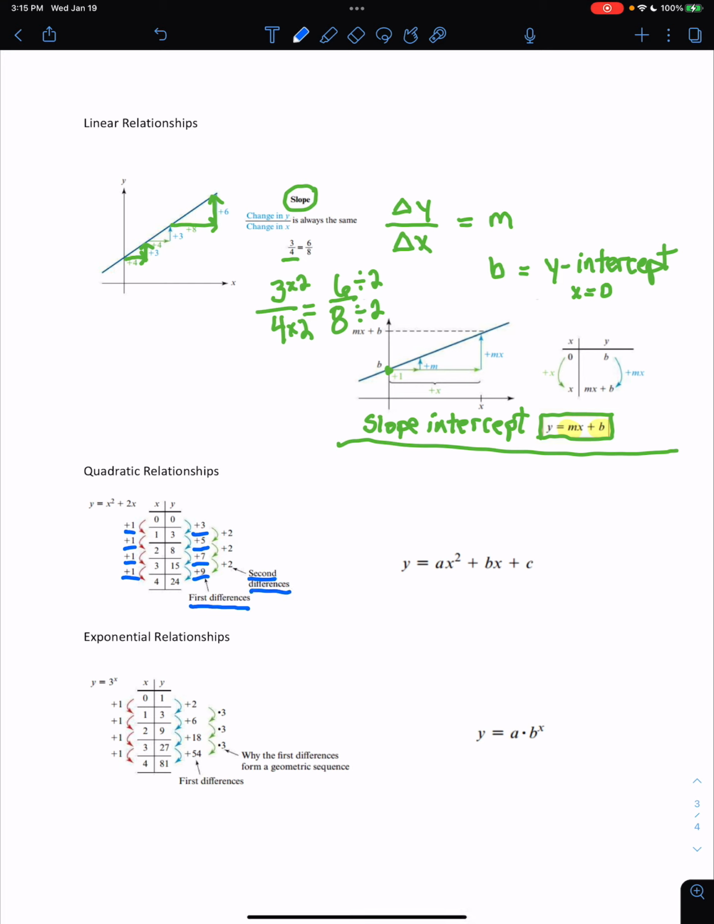However, when we look at the difference of the differences, so these are our second differences. So we're looking at the difference between 3 and 5. Here we have a difference of 2, we're adding 2. From 5 to 7, we're adding 2. From 7 to 9, we're adding 2. So our second differences, we can see, are consistent. That is a sign that we have a quadratic relationship. And what does a quadratic relationship look like?